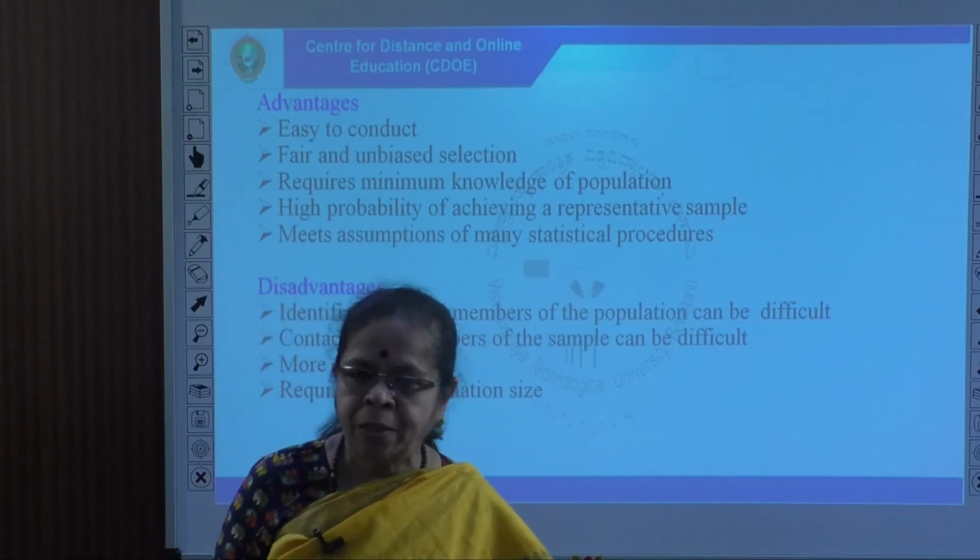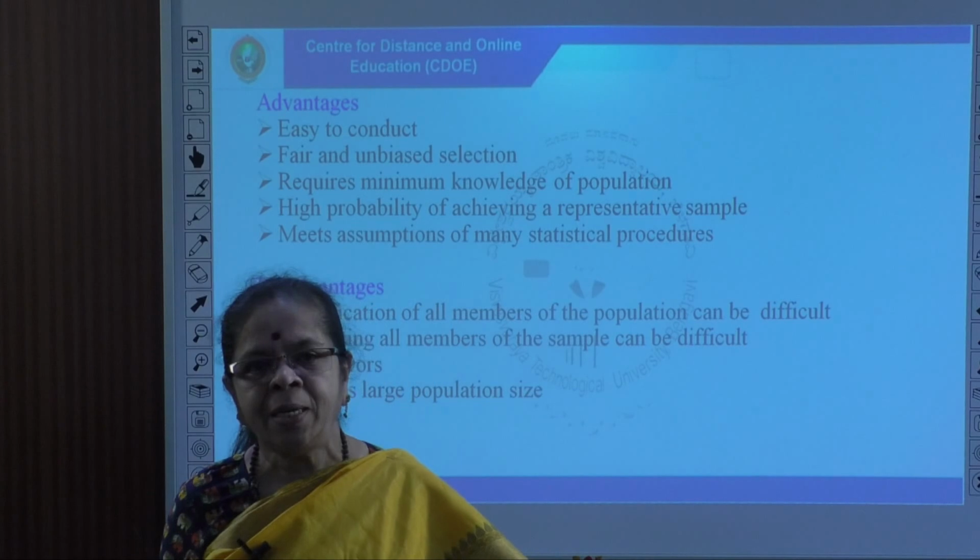So, we will next proceed to more complex probability sampling methods.